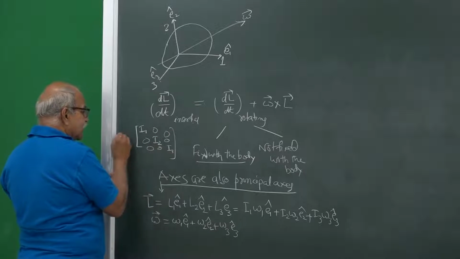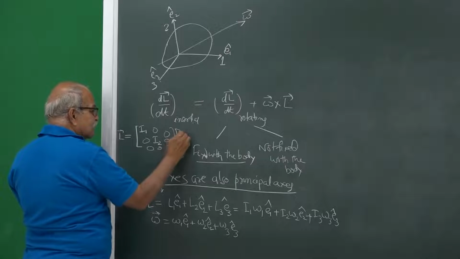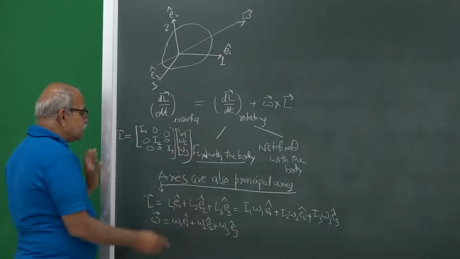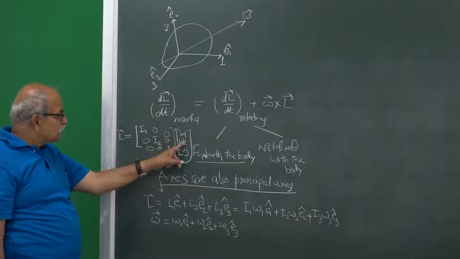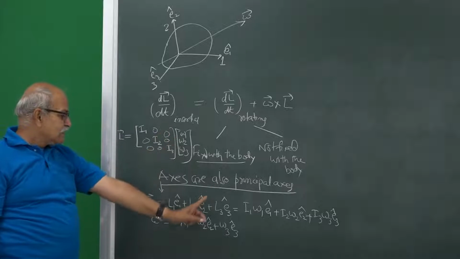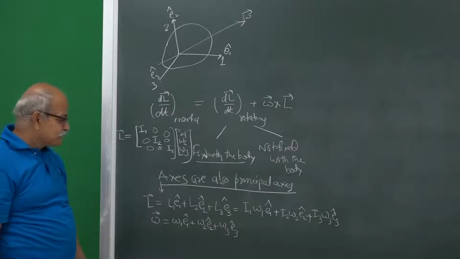So if you want to write L, which is I times omega, this is I and this is omega, with omega 1, omega 2, omega 3. And then you can see L1 is I1 into omega 1 plus 0 into this plus 0 into that. So there is just I1 omega 1, and similarly L2 is I2 omega 2 and L3 is I3 omega 3.